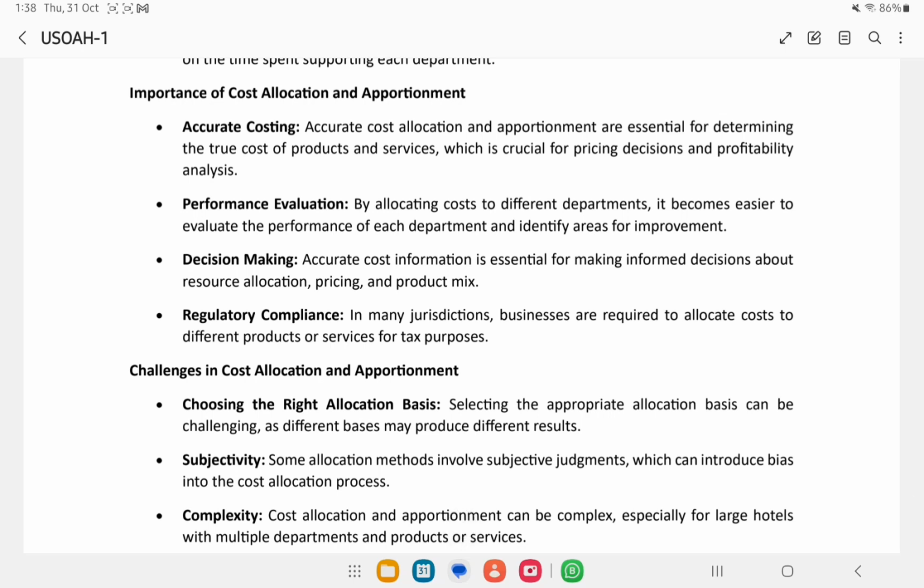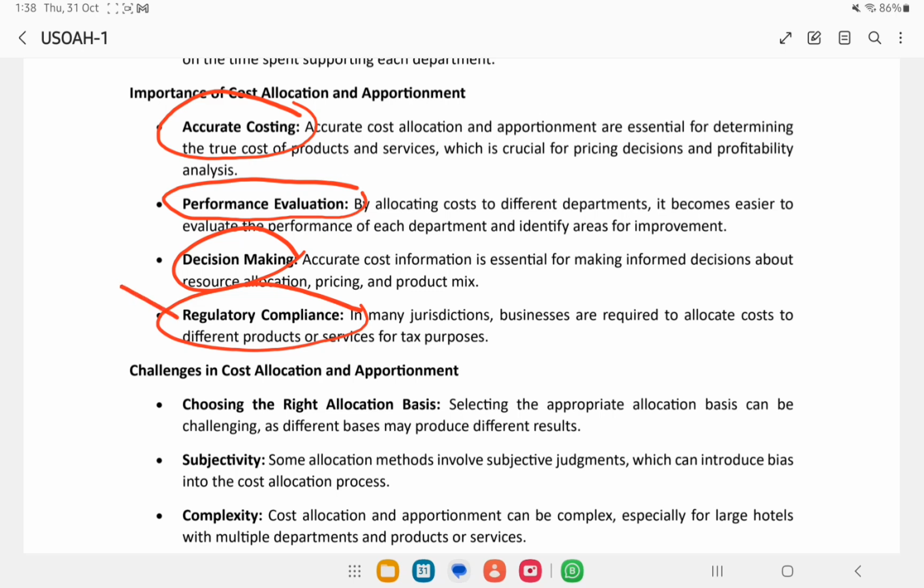Now we have the importance of cost allocation. Why? It makes the costing more accurate, because it makes sure that a department bears only the cost related to it, in a rational way. Also, it helps in performance evaluation. Yes, of course, it makes decision making easier. This type of approach in costing is important because in some areas, some laws enforce that.